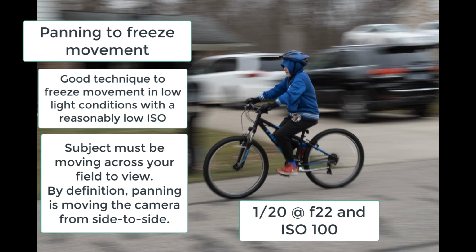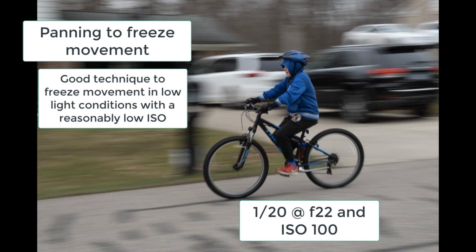So this is a really cool technique to use to freeze movement. We can see him pretty well. We're freezing movement, but we're doing it at a slow shutter speed. So, let's say you're either indoors or in really low light conditions outdoors or something like that, or you just want to shoot at a really low ISO.